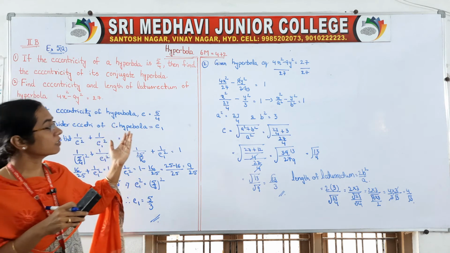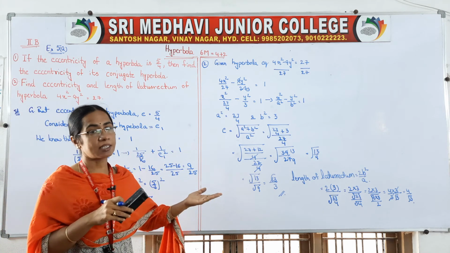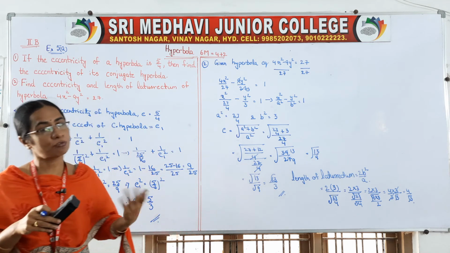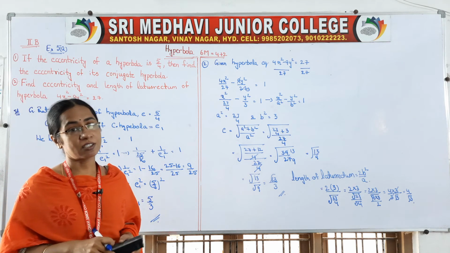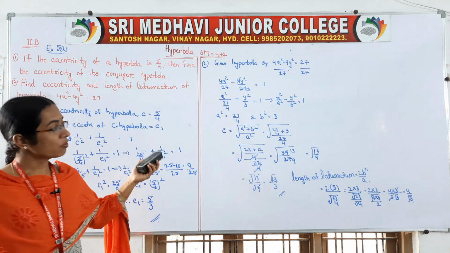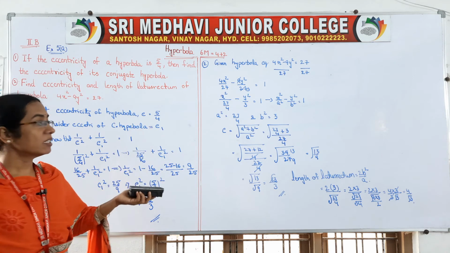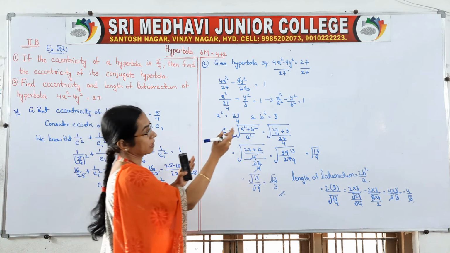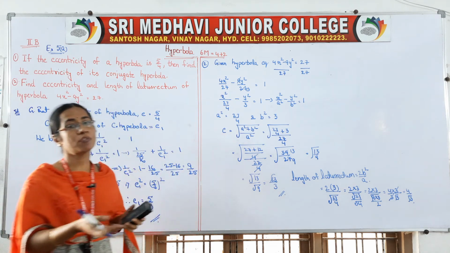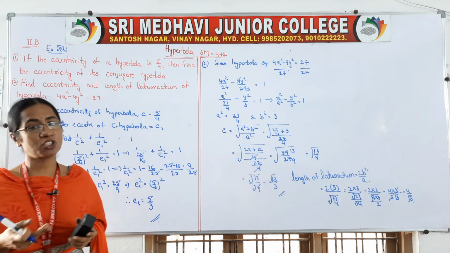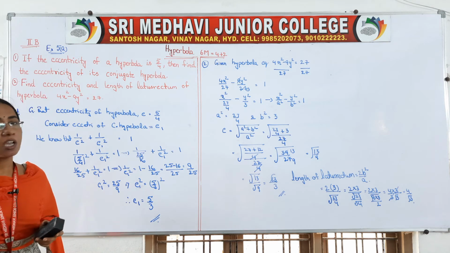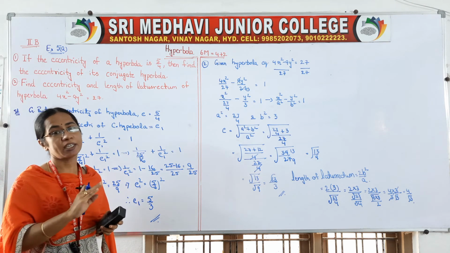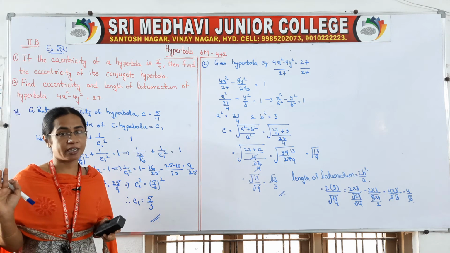Here it is asked eccentricity and latus rectum. Sometimes they can ask foci, sometimes they can ask equation of the directrices also. So if you are perfect with the formulas, once after reducing the equation, you will know your a value, b value, h value, k value. With that we will get our eccentricity. Once we get eccentricity, we can write all the formulas easily.